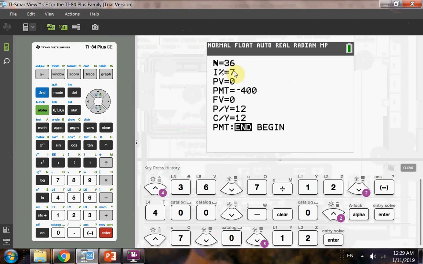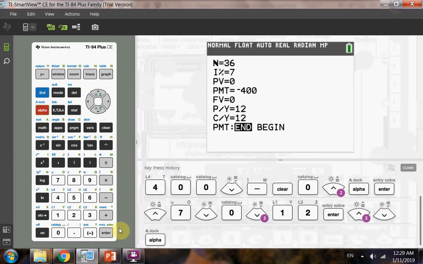You don't divide 7 by 12 at the interest rate position. Instead, you put a 12 right here, and then you move back. Okay, you solve for the present value. Then you get the same answer. So that's a different method.